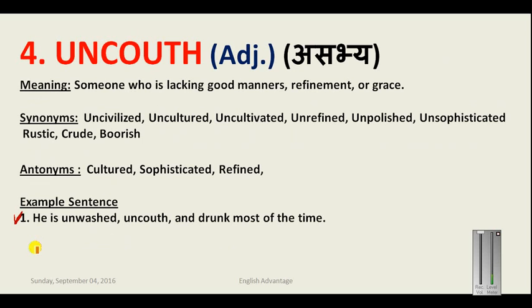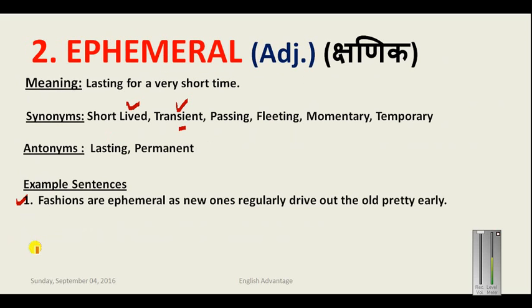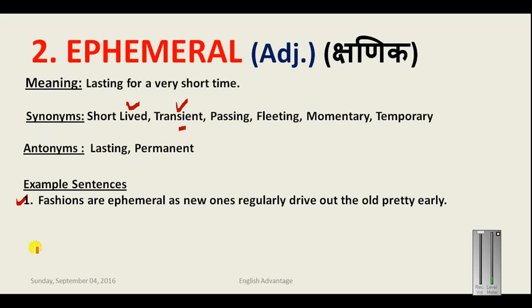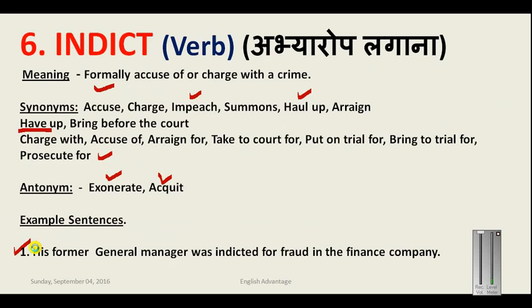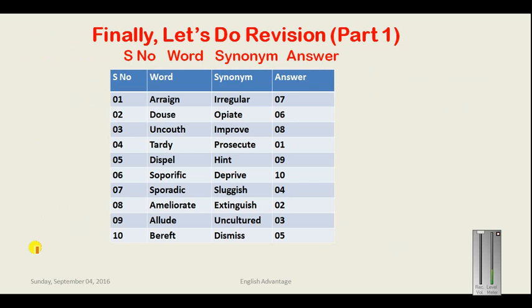Uncouth, if somebody is uncultured and unsophisticated, he is called uncouth. Next word is tardy or delayed. Ephemeral, transient. Cessation means the termination of something. So 10 words I have taken here. Now we will do the revision part. That is the most important part and most useful part of this video tutorial.